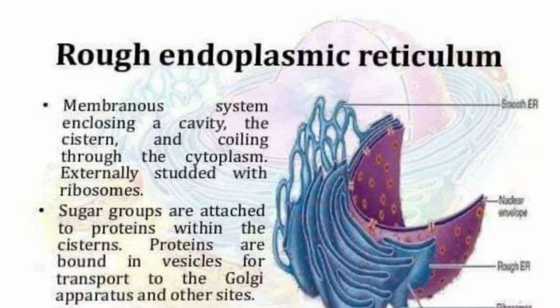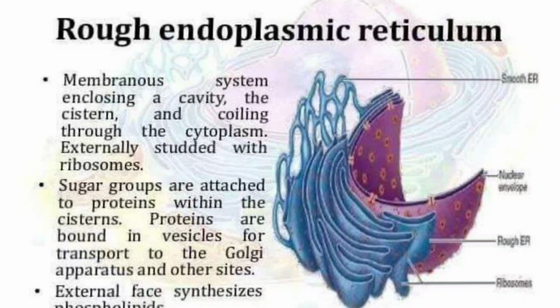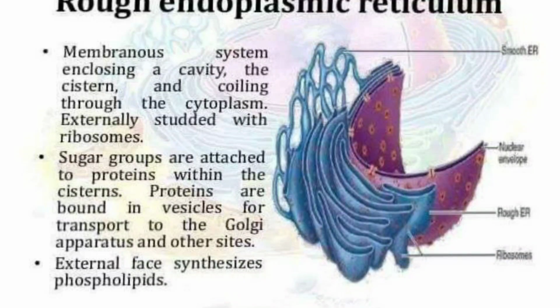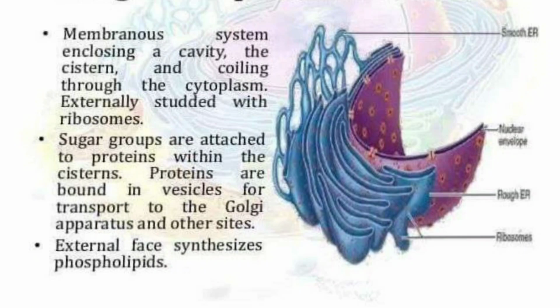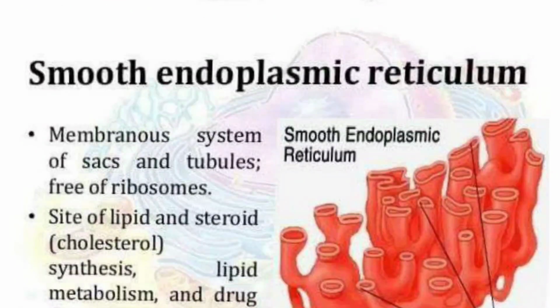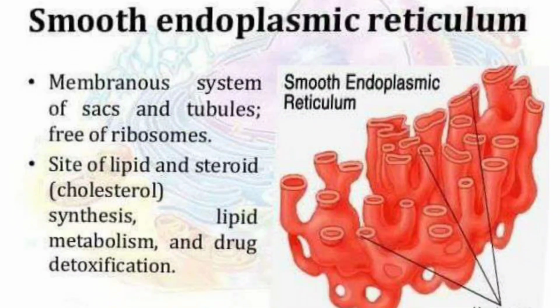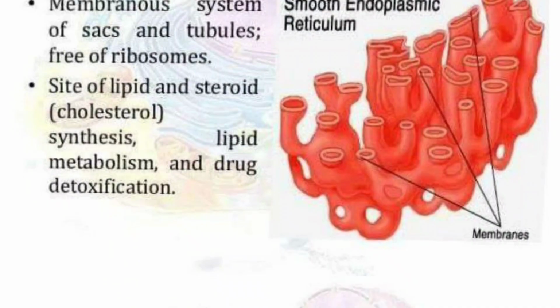Rough endoplasmic reticulum, a membranous system enclosing a cavity, the cistern, and coiling through the cytoplasm, externally studded with ribosomes. Sugar groups are attached to proteins within the cisterns. Proteins are bound in vesicles for transport to the Golgi apparatus and other cells. External phase synthesizes phospholipids. Smooth endoplasmic reticulum, a membranous system of sacs and tubules free of ribosomes, site of lipid and steroid, cholesterol synthesis, lipid metabolism and drug detoxification.